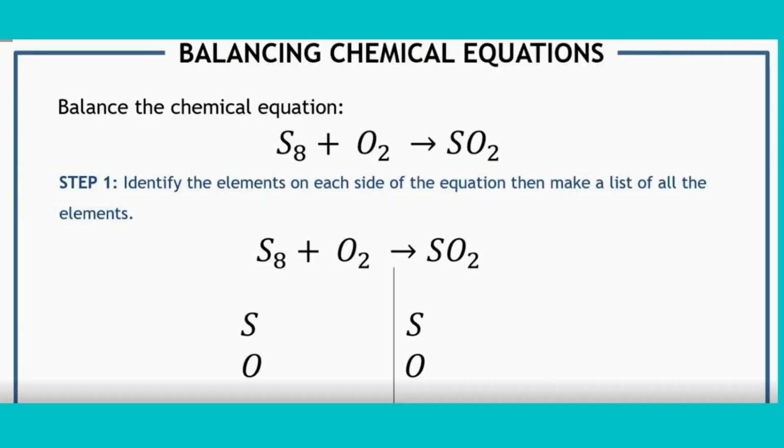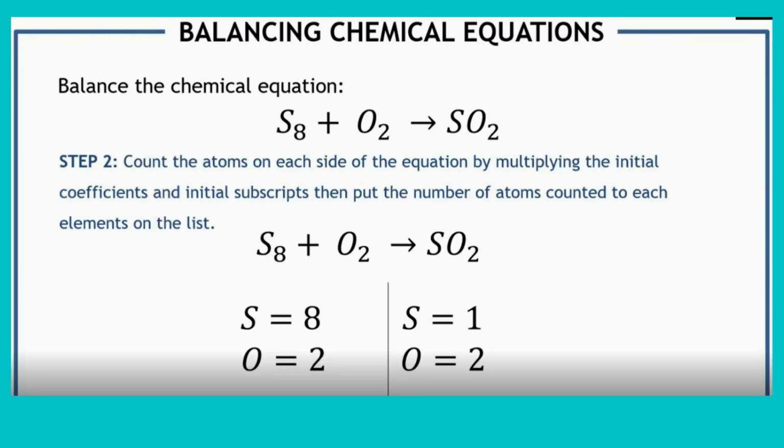So first step is you have to identify the elements on each side of the equation. So for example, we have here the unbalanced chemical equation. So sulfur on this side has 8 atoms, on the other side it has 1. So this is clearly unbalanced. So just enumerate all the elements mentioned in the reactant side and also the elements mentioned in the product side.